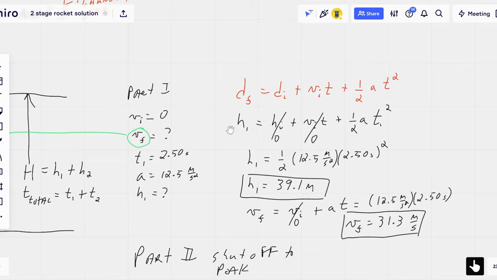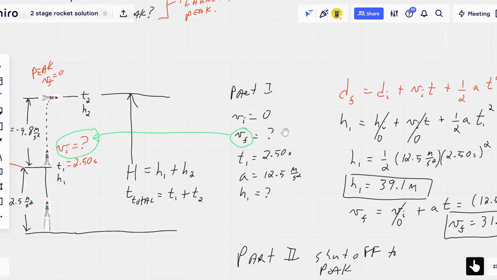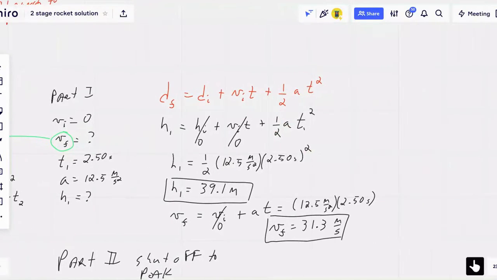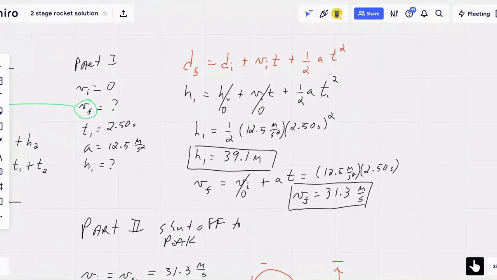So the height after stage 1, stage 1 being the thrusters, the rocket accelerating upwards, comes out to 1/2 the acceleration times the time the thrusters are on for, squared. I put those numbers in, and I get 39.1 meters. So that's how high it rises before the engine shuts off.